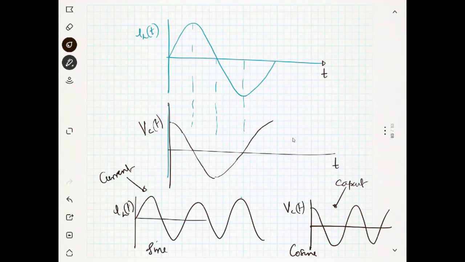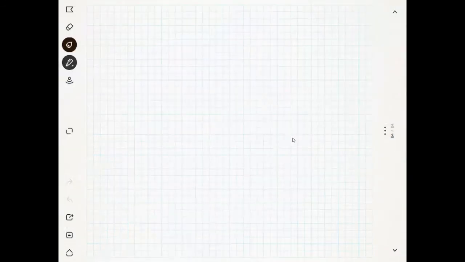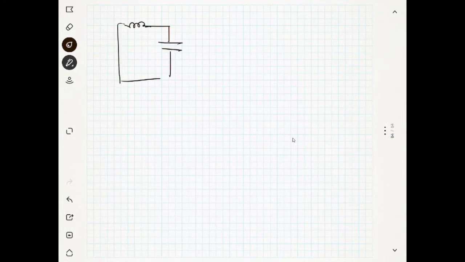So it will have a frequency. It can be proved that the frequency of this is 1 by root of L into C. Inshallah, we will come to this proof later. So it has the frequency omega r. You can say the resonance frequency is 1 by square root of L into C. And the circuit that we have seen now is known as a tank circuit. What's the name? Tank circuit.